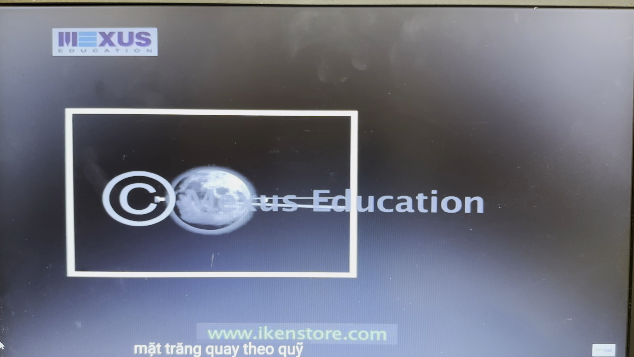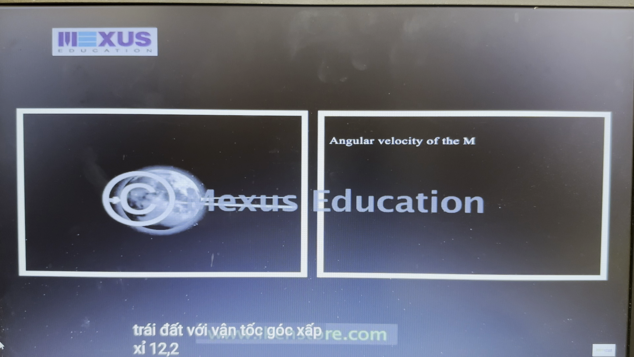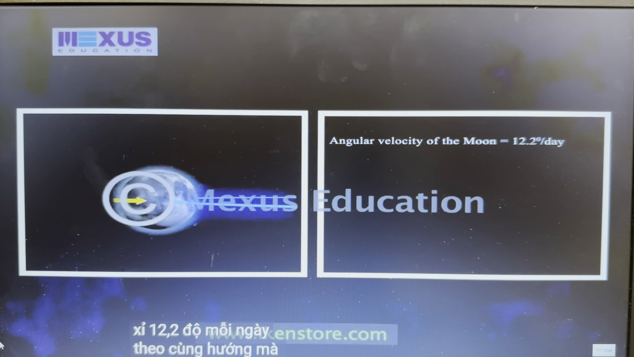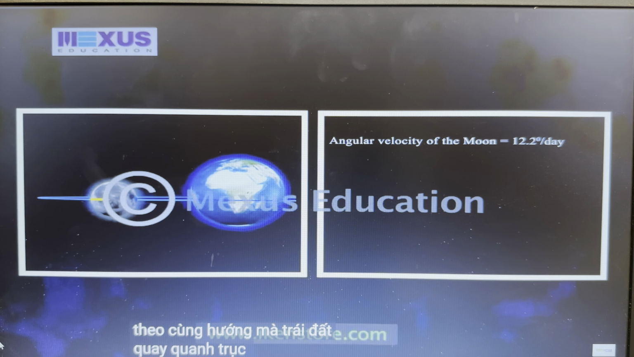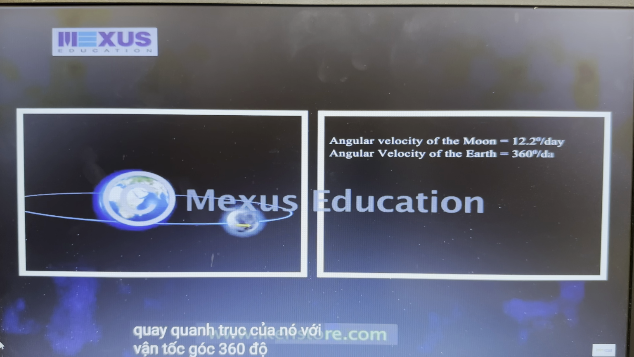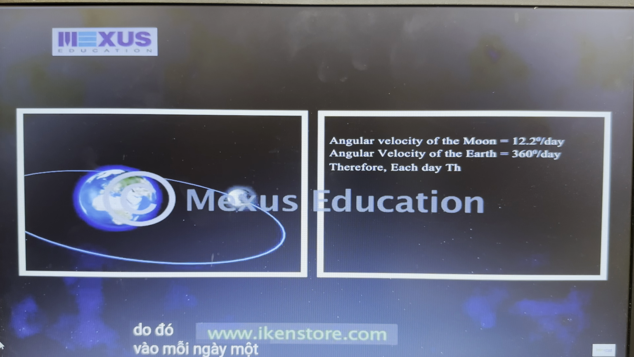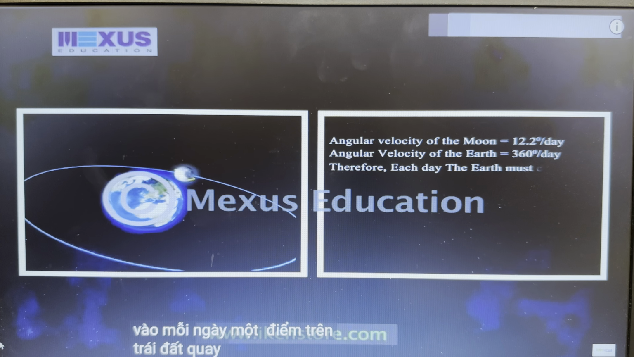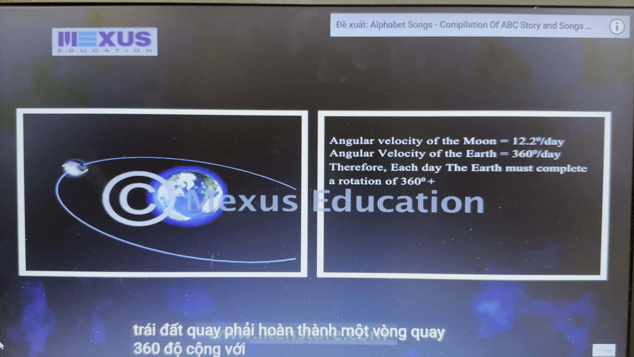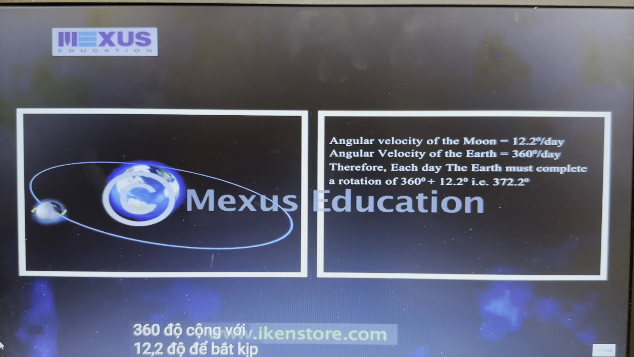The moon revolves in its orbit around the Earth with an angular velocity of approximately 12.2 degrees per day, in the same direction in which the Earth is rotating on its axis with an angular velocity of 360 degrees per day. Therefore, on each day, a point on the rotating Earth must complete a rotation of 360 degrees plus 12.2 degrees in order to catch up with the moon.